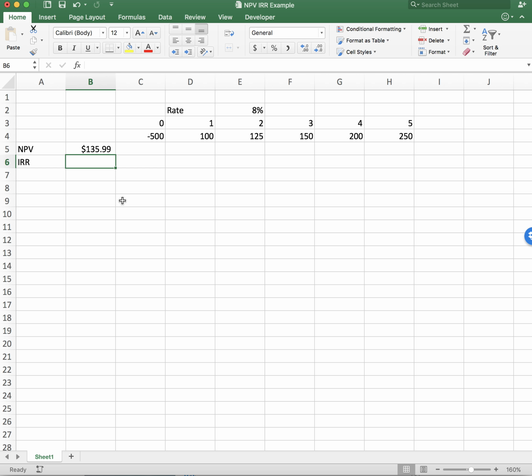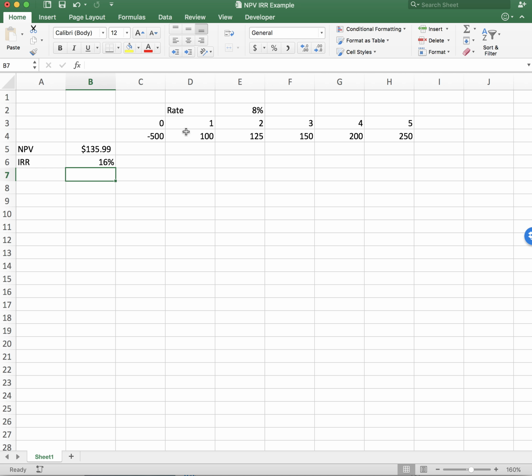So what we do here with the IRR is to simply do equals IRR, parentheses, and it just says values and a guess. You don't have to put in a guess. Just put in the values. Here's your values. Window it in, parentheses, enter. 16%. So if this was your project, we could have 8% and have 135 left over if we were borrowing at 8%.